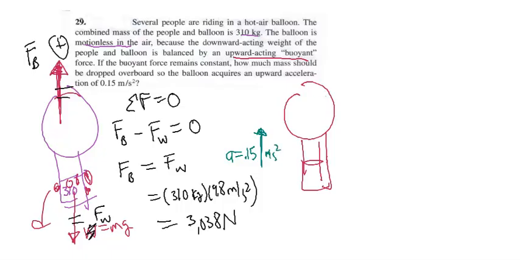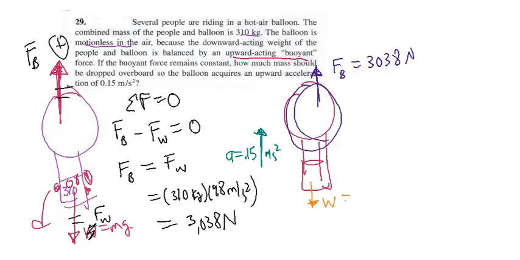Okay, so if it's accelerating upwards, the buoyant force must be bigger than the weight. And the buoyant force isn't changing because that's determined by the volume of the balloon, right? So we're not changing the volume of the balloon. Again, we haven't talked about buoyant force, but the buoyant force is the same, which means the weight has to be less because we threw stuff overboard.